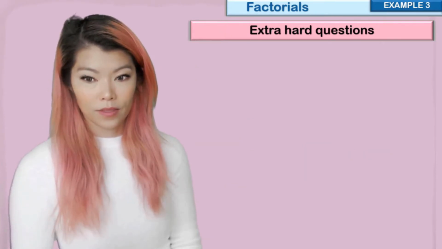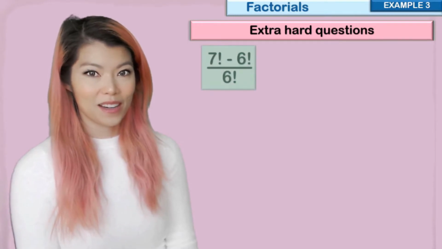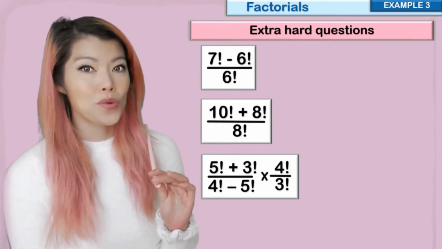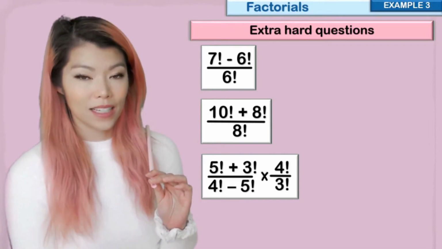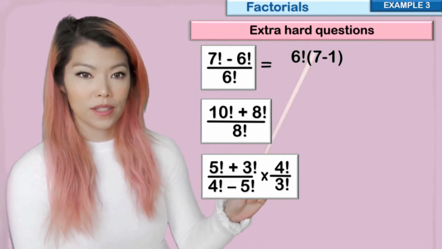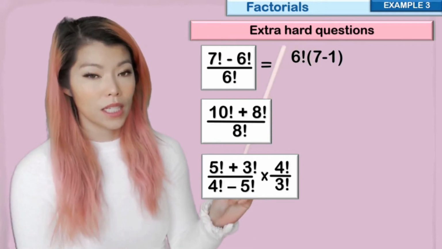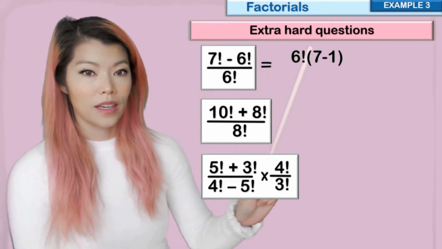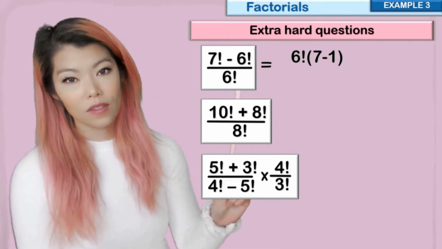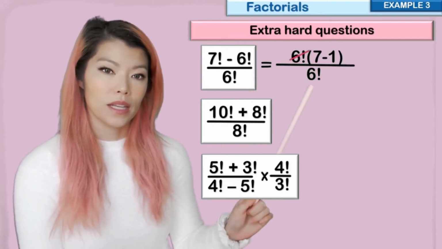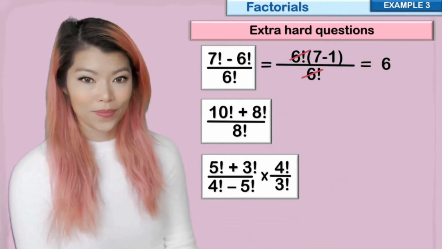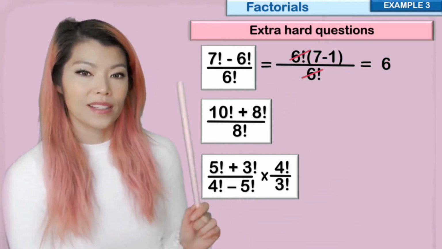And to finish off this video, let's do some extra hard questions. So here we have 7 factorial and 6 factorial. What is the highest common factor? It is 6 factorial. So we take 6 factorial away from 7 factorial, and we're left with 7. Just recap, 7 times 6 factorial is 7 factorial. And then minus 6 factorial is just minus 1, because 1 times 6 factorial is 6 factorial. Now, dividing by 6 factorial, we can cancel out the common factors, and we're left with 7 minus 1, which is 6.